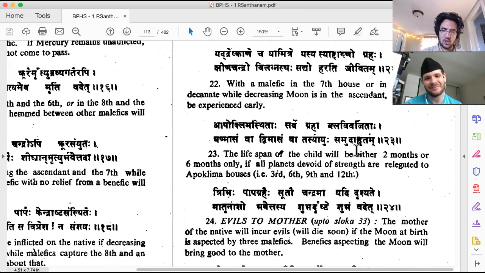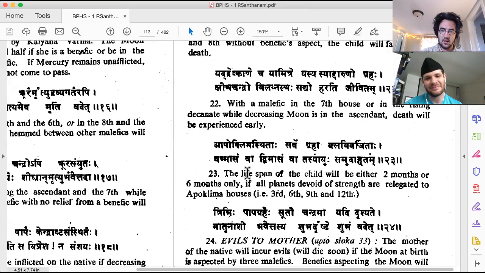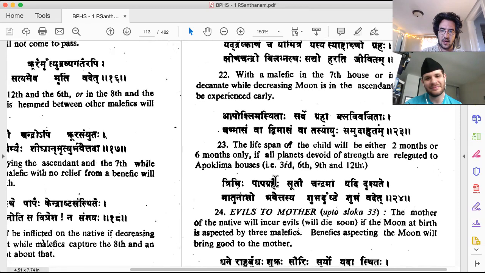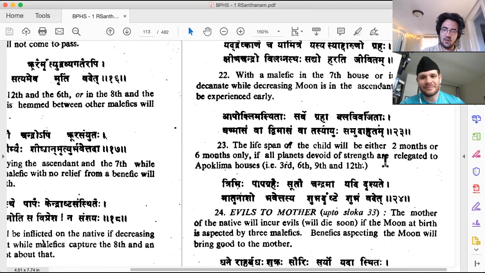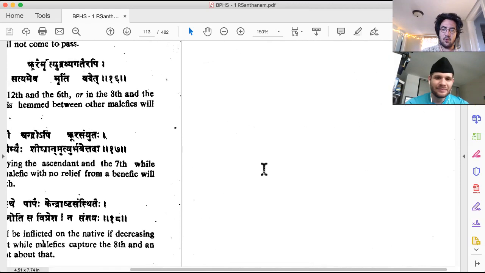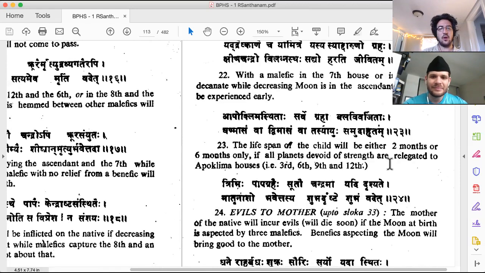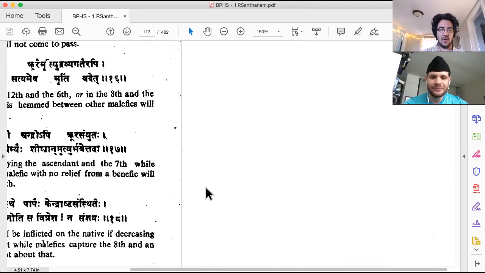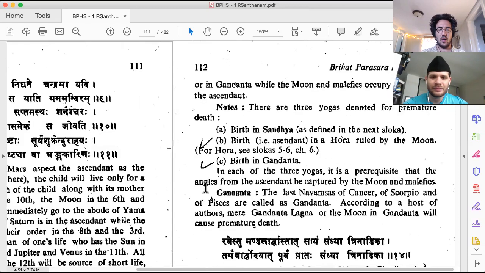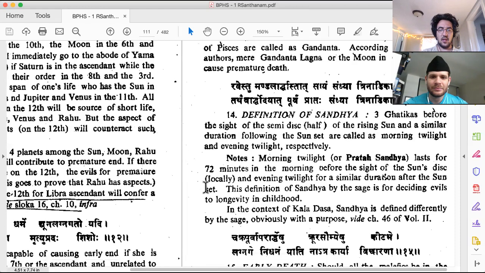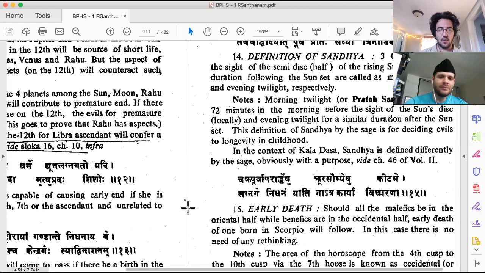The lifespan of the child will be either 2 months or 6 months only. Sorry, it's glitching out for some reason. If all planets devoid of strength are relegated to apoklima houses, 3rd, 6th, 9th, and 12th. So that's an extreme case. Like he's not focusing on the 9th, right? But he is implying that an abundance of those houses creates weakness.